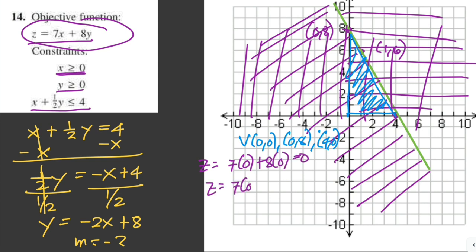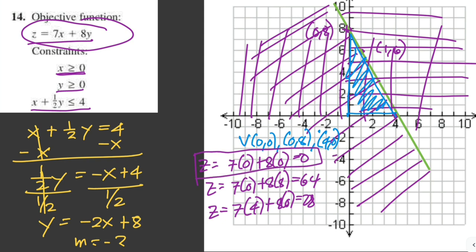z equals 7 times 0 plus 8 times 8. This is equal to 64. And then z is equal to 7 times 4 plus 8 times 0. So this is 28. Therefore, the minimum value of the objective function is at 0, 0, and it's equal to 0. And then the maximum value is at 0, 8, and it is equal to 64.